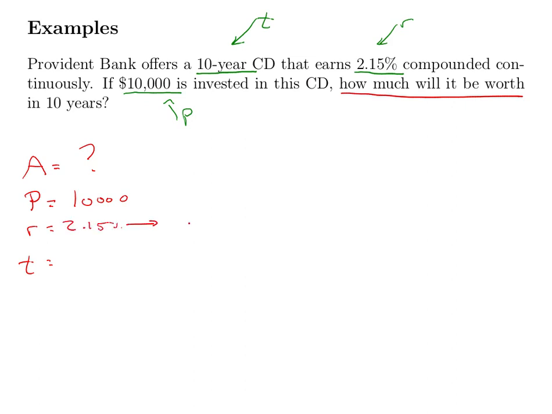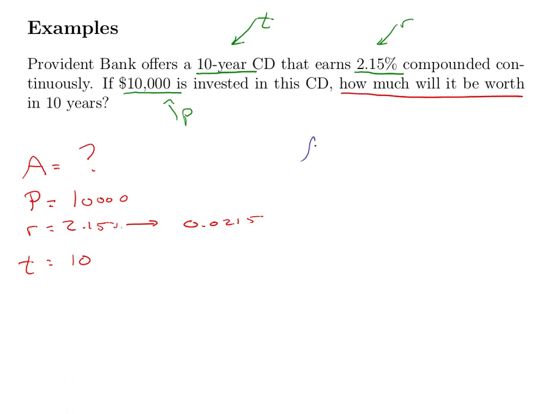But I said we have to write this as a decimal, so that's going to be 0.0215. And T is 10, because we're looking at 10 years. Now, just a quick note. If we were told that this was like an 18-month investment, 18 months is a year and a half, so we'd use 1.5 for T. So convert everything over to years when you're looking at that time.